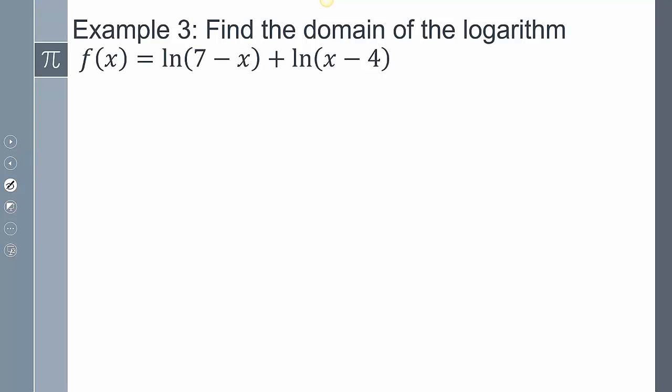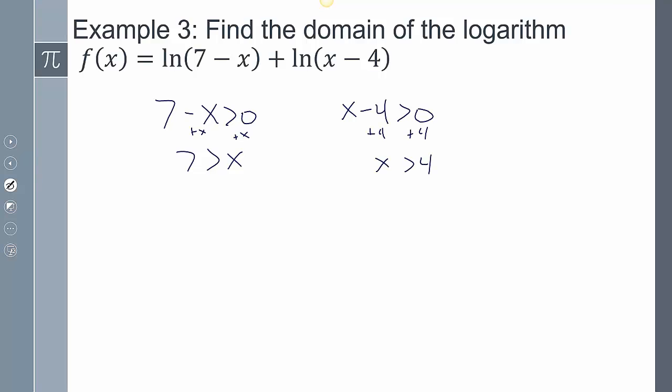Now this next one, because I have two separate logs, we're going to learn a trick on how to combine these together very shortly. But for now, remember, we have to look at both domains simultaneously. So each one has to be greater than 0. Solving for both of them, if I add the x to both sides, and then add 4 to both sides, x has to be greater than 4.